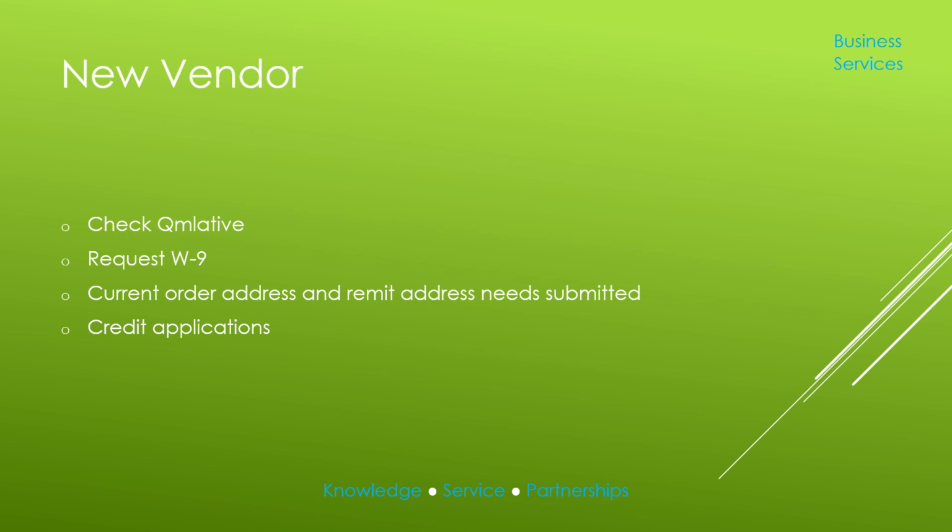If a vendor isn't in our vendor file, the office professional will need to request that a W-9 is forwarded to the purchasing specialist. This will be attached to the vendor file in cumulative and is important for determining tax status. The current order and payment address will also need to be sent to the purchasing specialist. Then that vendor can be entered into cumulative. A vendor may require that a credit application is filled out. Please send these to the Accounts Payable Department for processing.